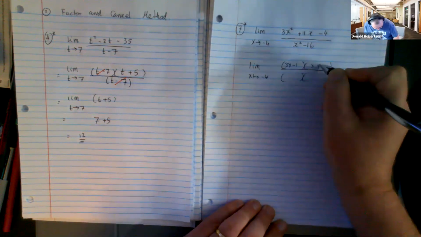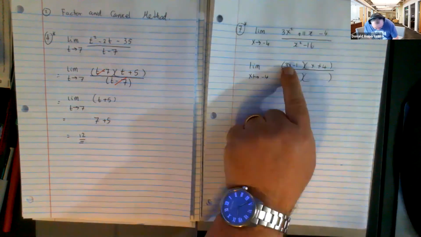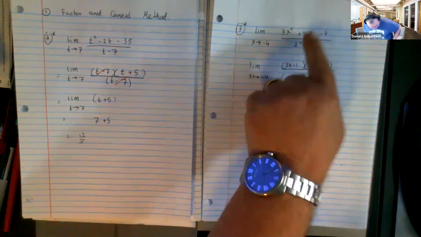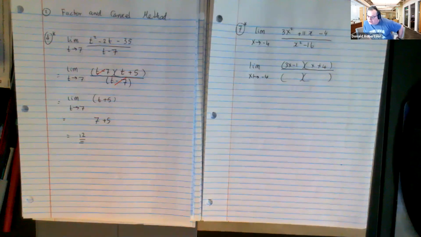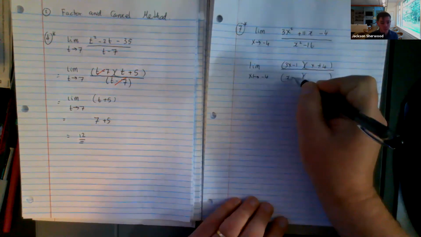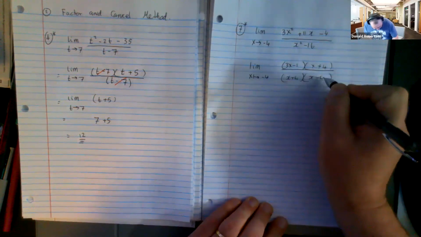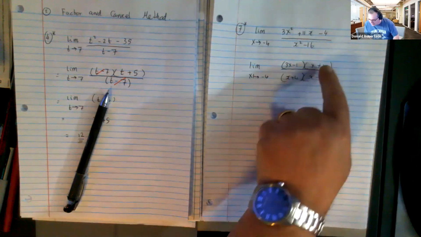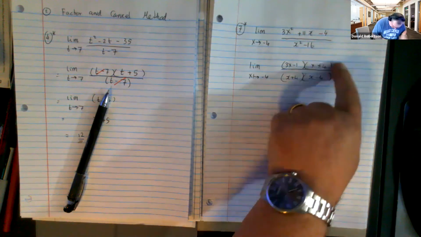Okay, it's correct. Let's do the check. 3x times 4 gets you positive 12, and then take away 1. Nailed it. Now, x squared minus 16. Someone else. That's the difference of 2 squares. Come on, don't be shy. x plus 4 and x minus 4. Right. If you look carefully, do you see there's an x plus 4 match? That's the cancel part coming up now.